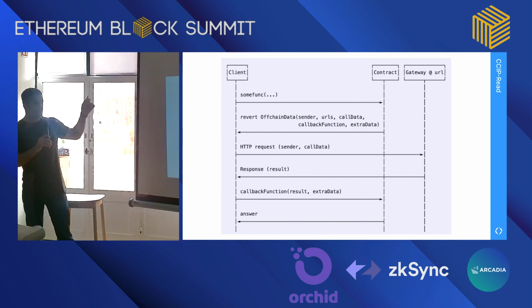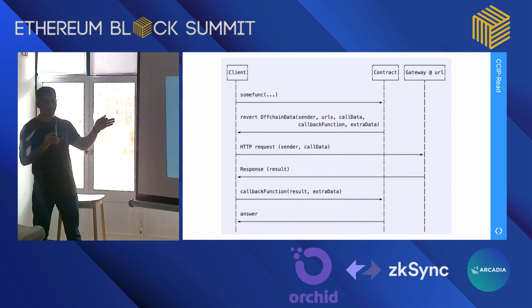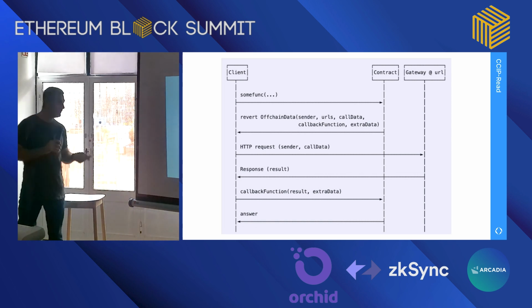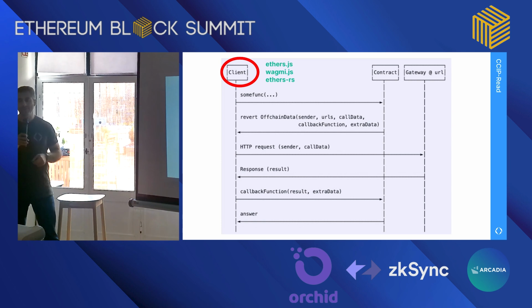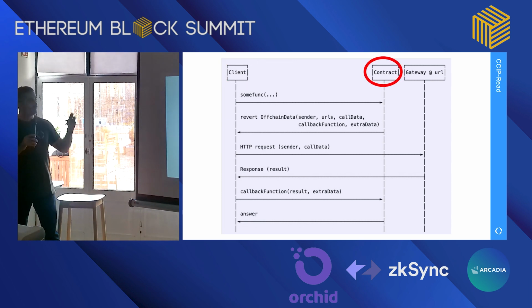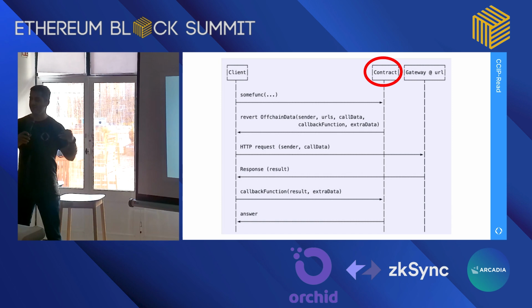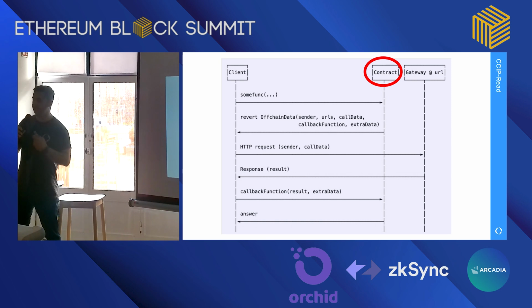And this is the most basic way of showing how CCIP-Read works. I will try to explain it. So we have three actors. One of them is the client. Again, as I mentioned, it can be any kind of client like ethers.js, wagmi, ethers-rs. And we have a contract. The contract can be any contract, based on your use cases. And in our use case, it's a resolver.